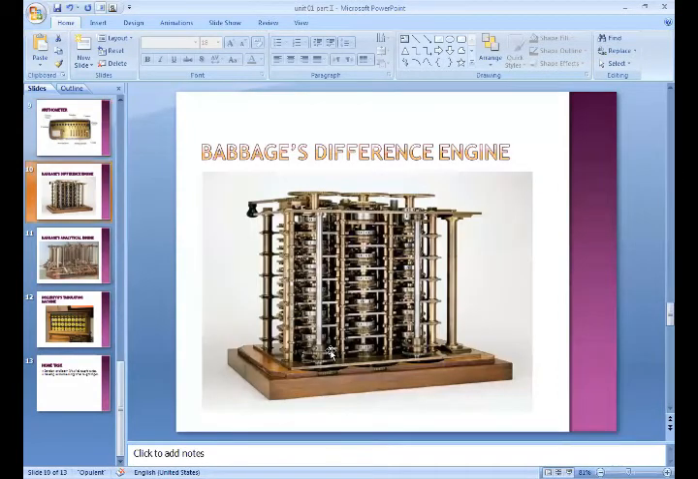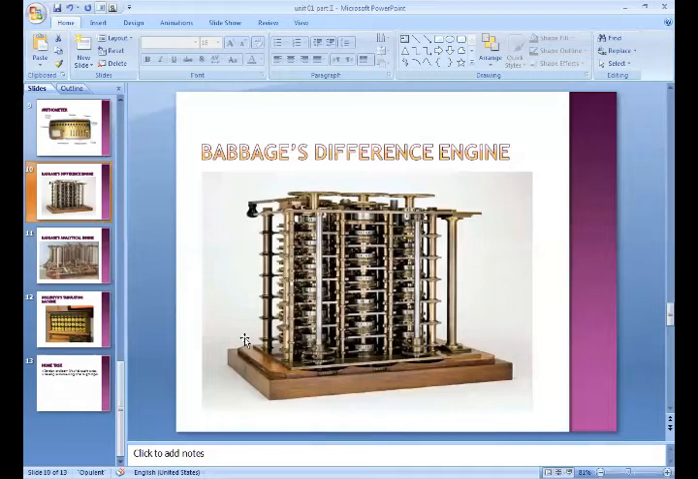Okay, next is Charles Babbage. In 1822, Charles Babbage invented the very first mechanical computer. His computer was named the Difference Engine. This computer was able to calculate mathematical tables. Charles Babbage gave the basic idea of the computer, so he is called the father of the computer.